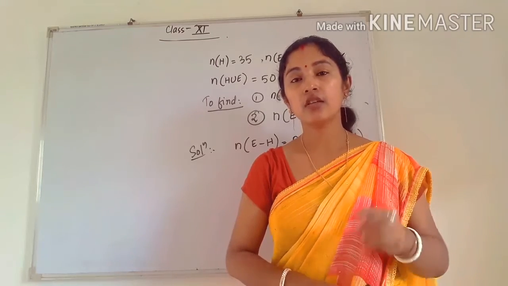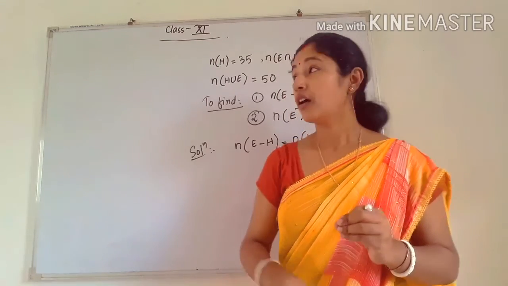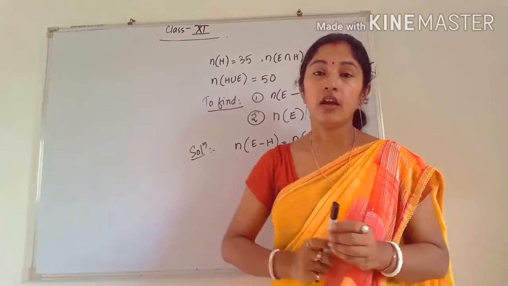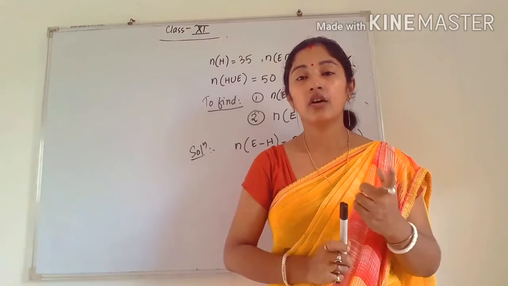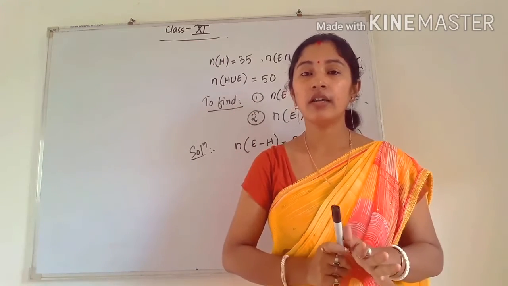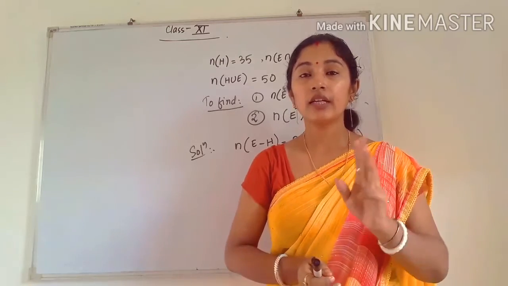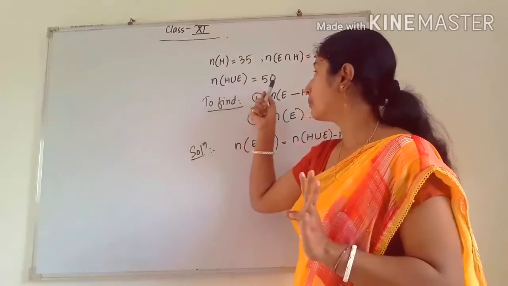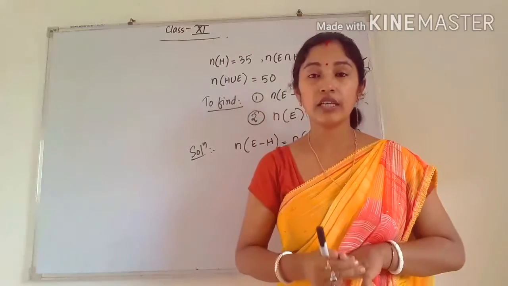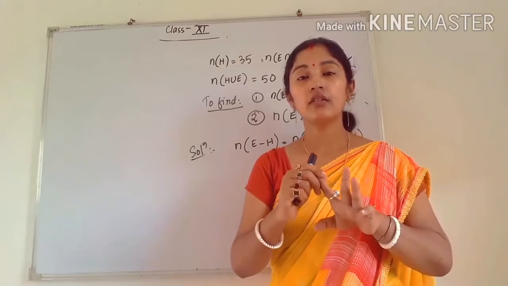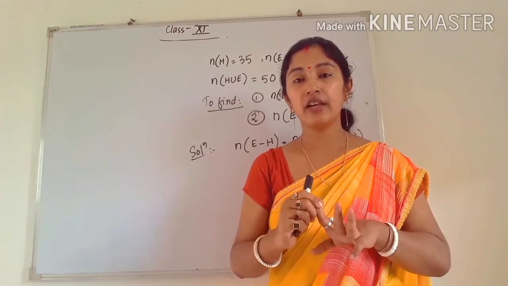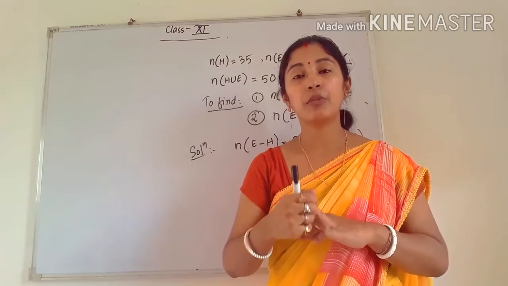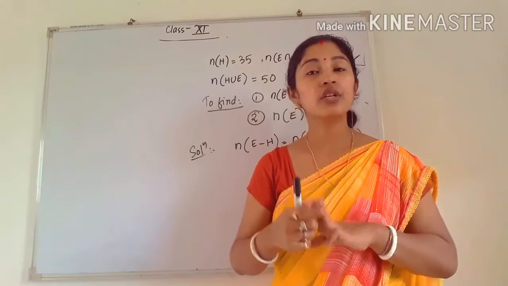The meaning of this is that a person in the 50 can speak at least English or Hindi or both. There are three possibilities in the people of 50: the people who can only speak English, the people who can only speak Hindi, and the people who speak both. There are 3 possibilities.